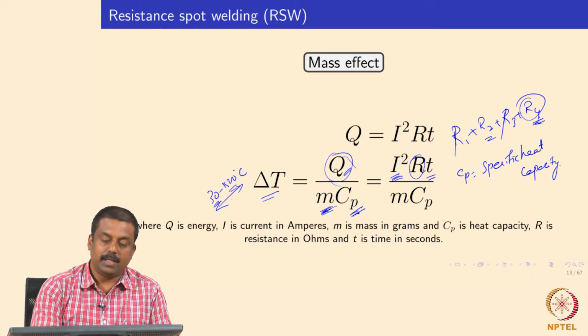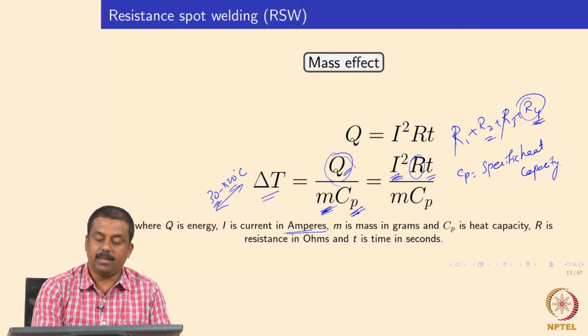The other important thing I want to note here is the units. When you mention amperage and volt, A and V must be in capital letters. Similarly for ohms, because they are names.